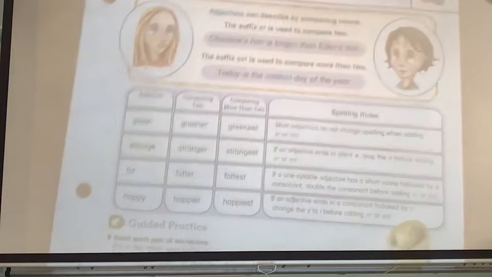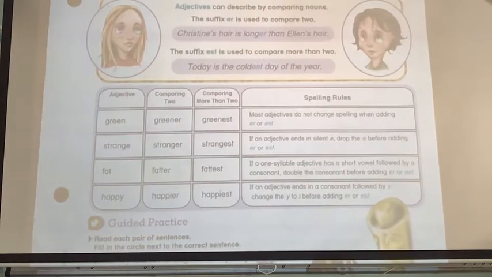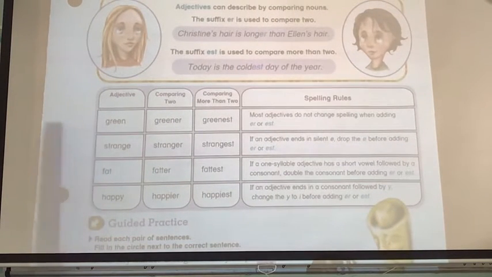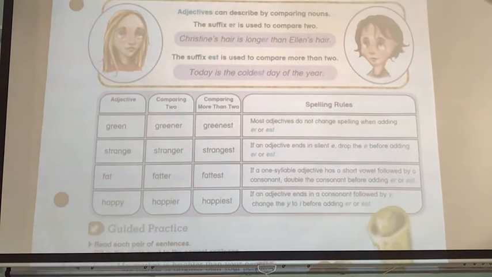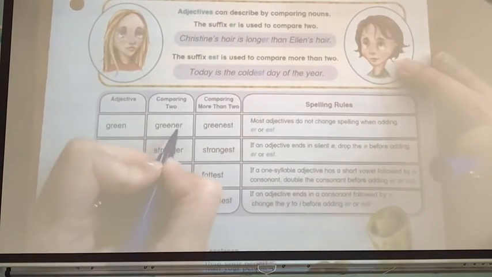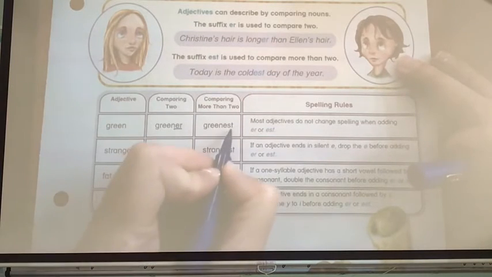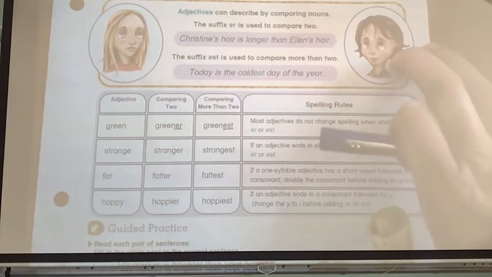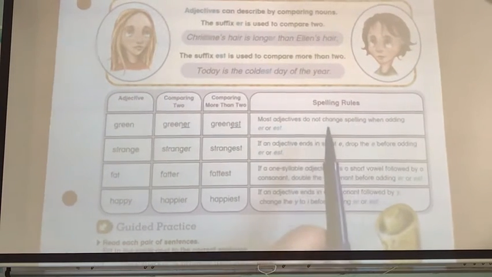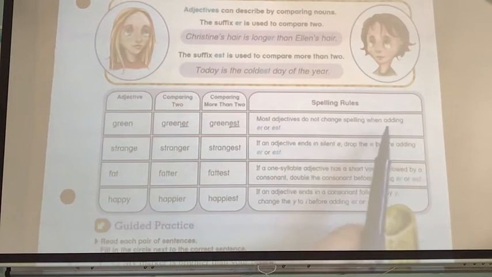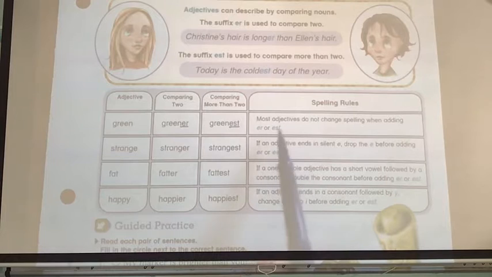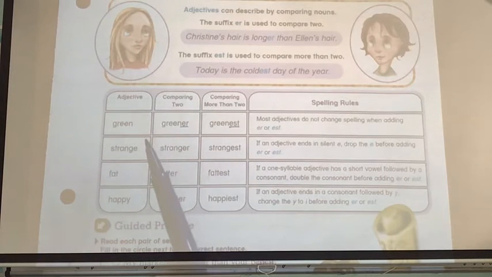The first one that they have for us, the adjective is green. And if we're comparing two, we added ER. We added ER to make it greener. And if we're comparing more than two, we added EST to make it greenest. Now, it says most adjectives do not change spelling when adding ER or EST. So most of the time, you can just tack it on the end.